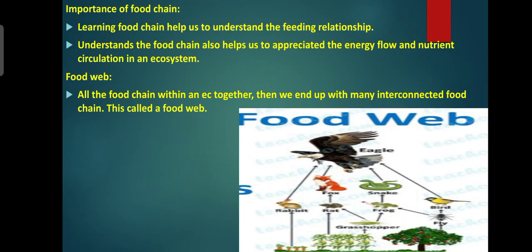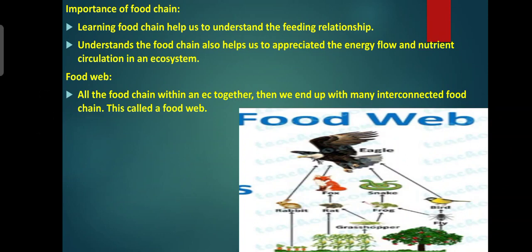Now move on. Importance of food chains. Learning about food chains helps us to understand the feeding relationships, eating and interaction between organisms in an ecosystem. Understanding the food chain also helps us to appreciate the energy flow and nutrient circulation in an ecosystem. This is important because pollution impacts the ecosystem. The food chain can be used to understand the movement of poisonous substances and their impact.